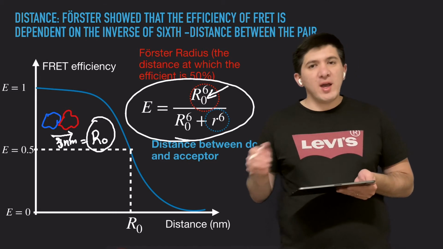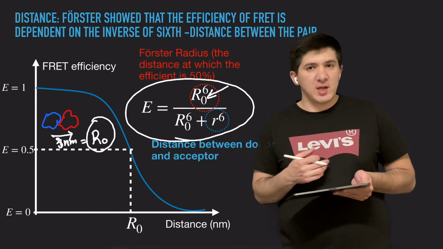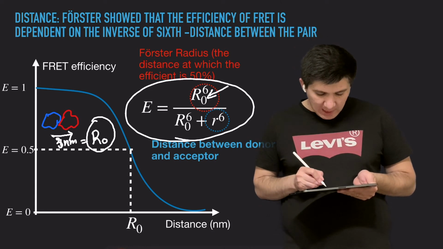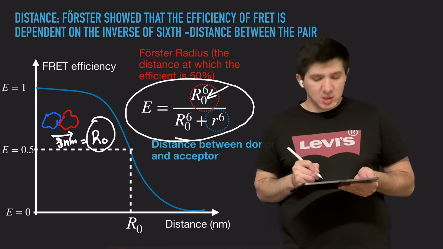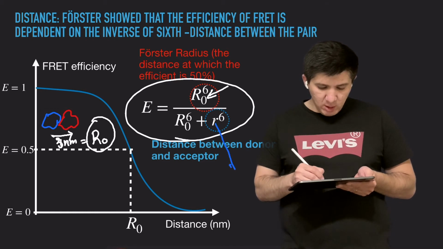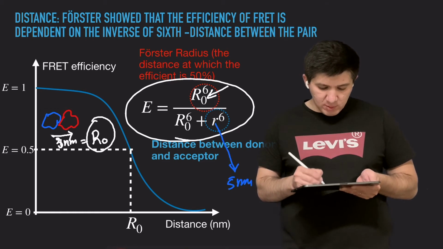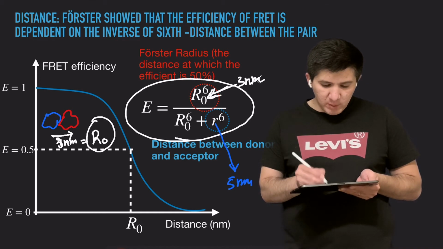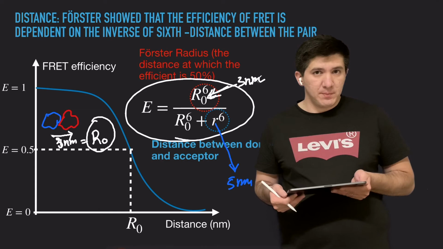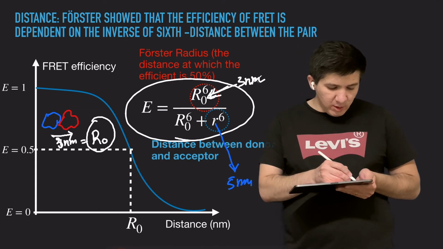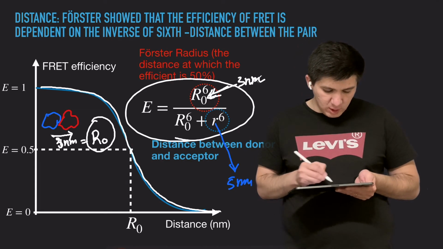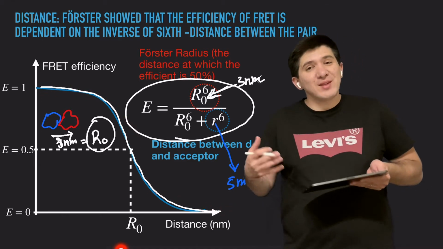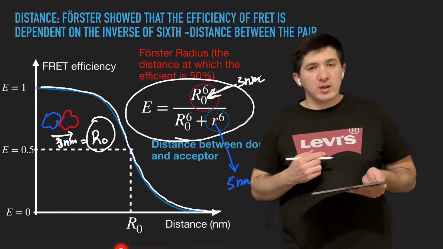So I would like to know if the distance is equal to 5 nanometers, what is going to be the efficiency? In order to do this, I just need to plug everything into this equation. So essentially here, I need to plug in 5 nanometers, right? So instead of R0 to the power of 6, I plug in 3 nanometers and calculate the efficiency, okay? And you can see in this curve how the efficiency is going to change over the distance.